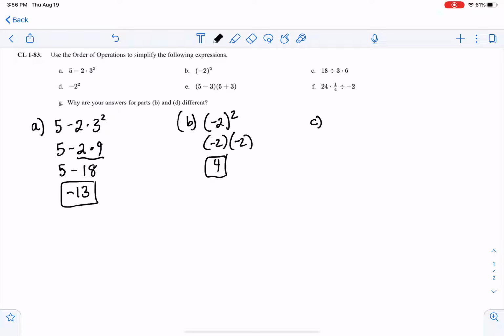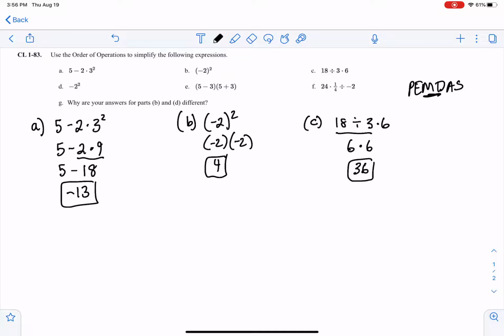For C, we have 18 divided by 3 times 6. So multiplication and division happen at the same time from left to right. So we're going to do the division first because we go left to right. So this becomes 18 divided by 3 is 6, times 6, which is 36. So that's an important thing in PEMDAS, the order of operations: multiplication and division happen at the same time from left to right, and addition and subtraction happen at the same time from left to right.